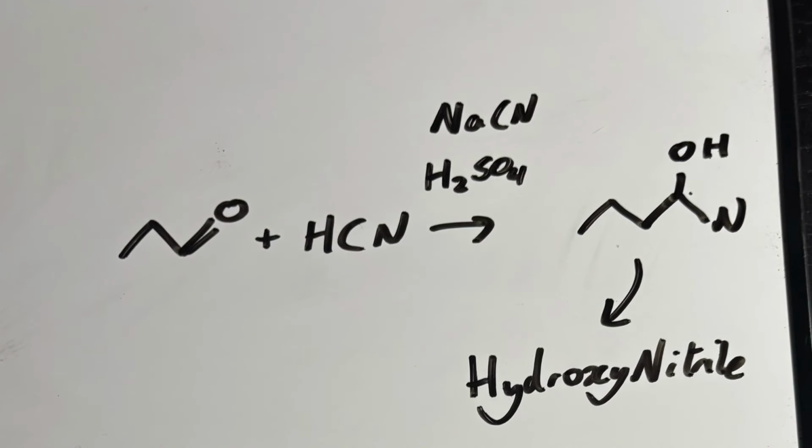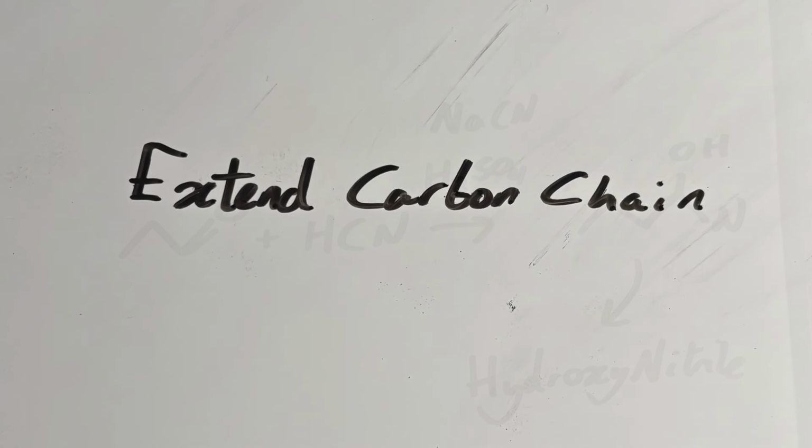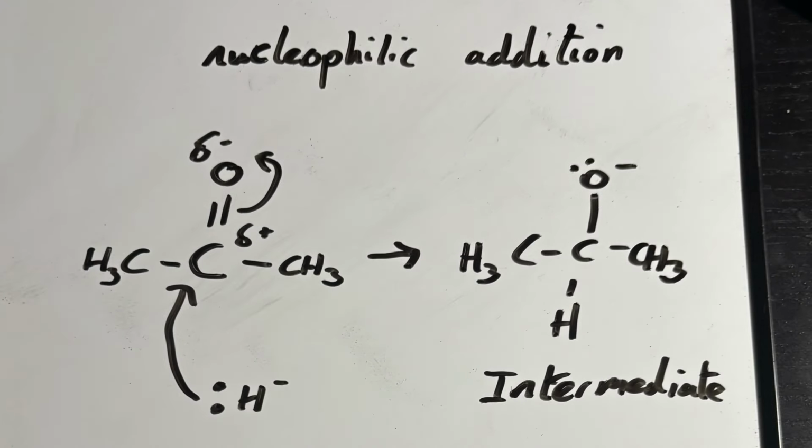You can react an aldehyde with hydrogen cyanide using sodium cyanide and sulfuric acid as your catalysts to form a hydroxynitrile. Because you're adding a carbon, you're extending the chain of your organic compound. We do this through nucleophilic addition, and this is another mechanism.